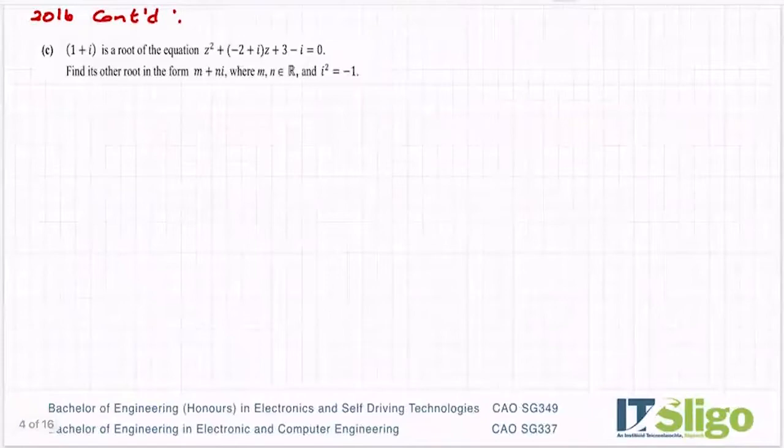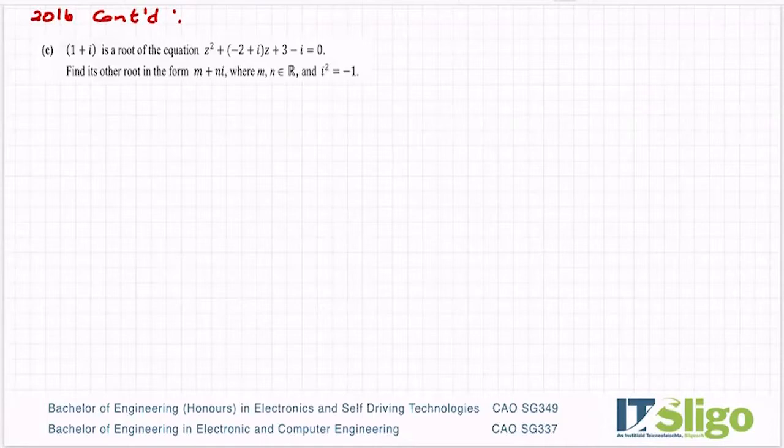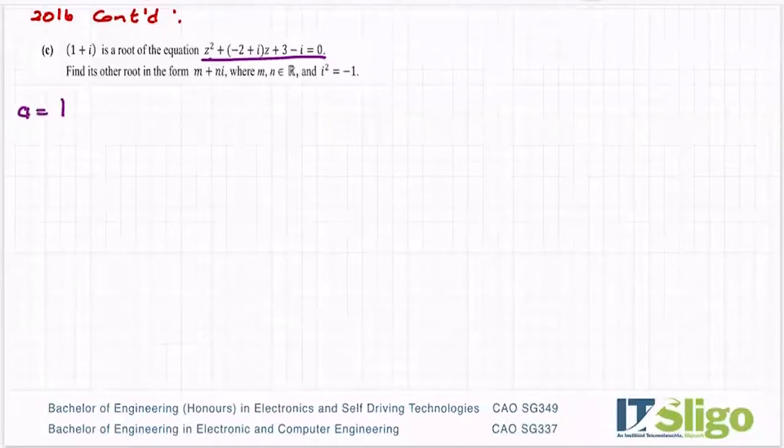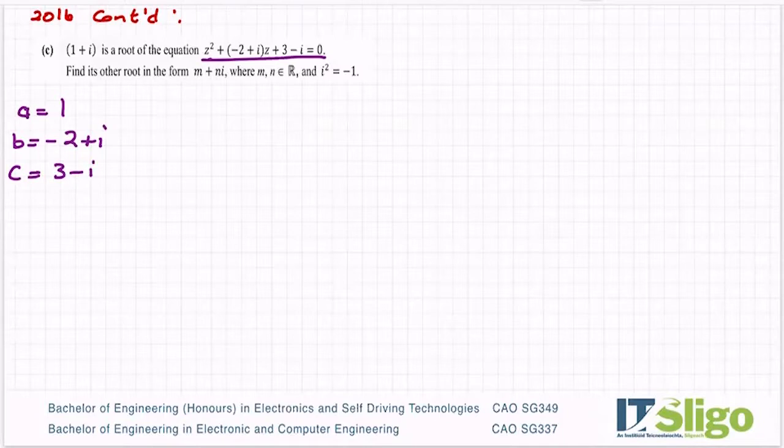Okay, part C. 1 plus i is a root of the equation x squared plus (minus 2 plus i)z plus 3 minus i is equal to 0. Find its other root in the form m plus ni, where m and n are real numbers, and of course i squared is equal to minus 1. There's lots of ways to do this. It's a quadratic. I'm going to start off doing it with the minus b formula, because that's how I would do any other quadratic where I couldn't see the factors. So a is 1, b is equal to minus 2 plus i, c is equal to 3 minus i.